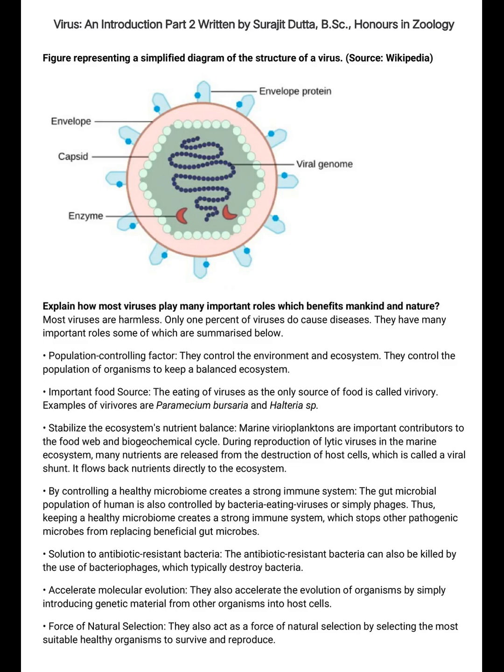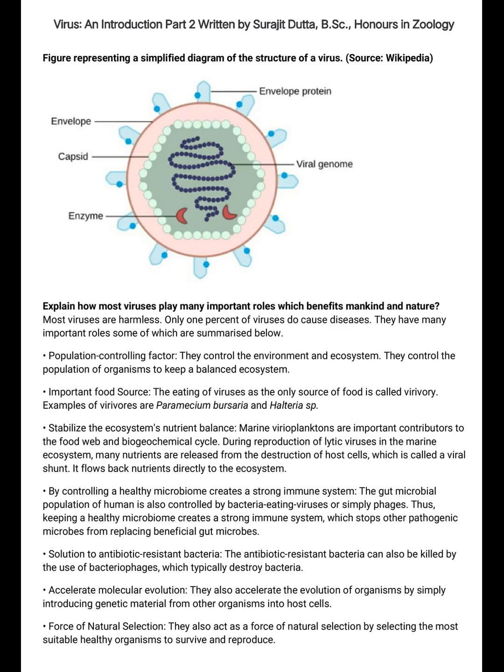Important food source. The eating of viruses as the only source of food is called virovory. Examples of virivores are Paramecium bursaria and Halteria species. Stabilize the ecosystem's nutrient balance. Marine viriplankton are important contributors to the food web and biogeochemical cycle. During reproduction of lytic viruses in the marine ecosystem, many nutrients are released from the destruction of host cells, which is called a viral shunt. It flows nutrients directly back to the ecosystem.